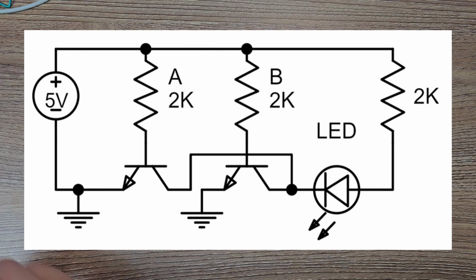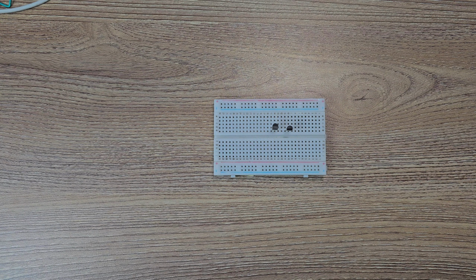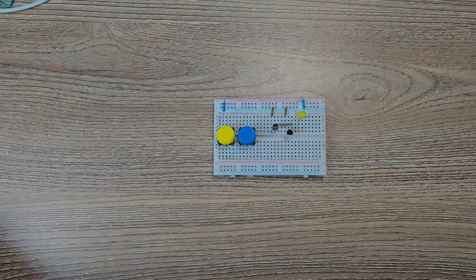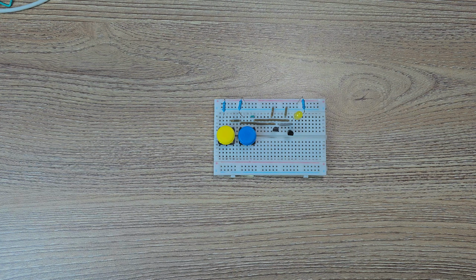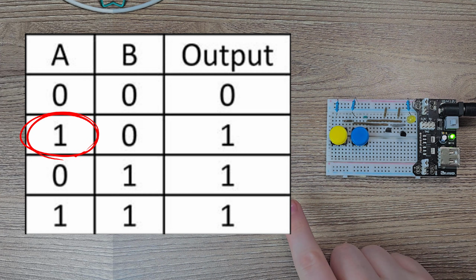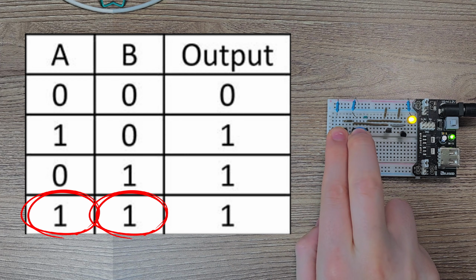So let's build this. If you'd like to follow along, here's the OR circuit that I'm following. Alright, the circuit's complete. Let's test it with the truth table. Row 1 states that A and B are off. Row 2 states that input A is on and the light should be on. Next is row 3, input B is on and the light is on. Finally, inputs A and B are on and the light's still on.